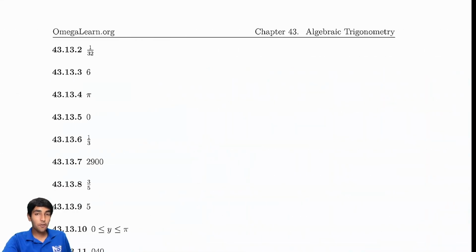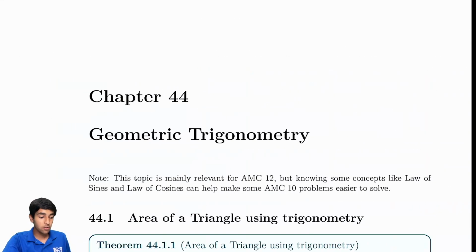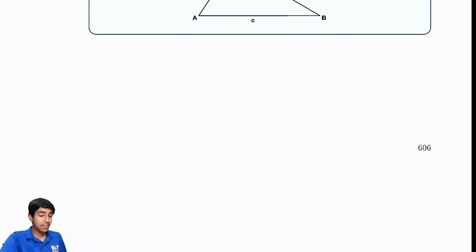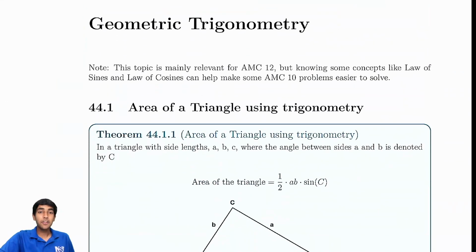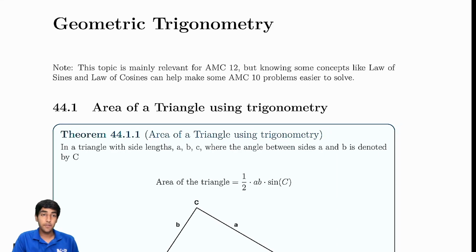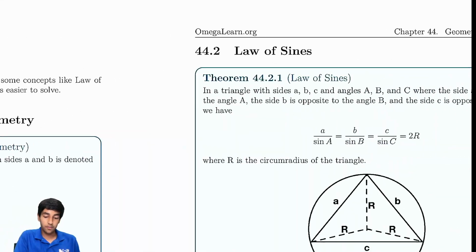Last time we covered algebraic problems that use trigonometry. In this video, we're going to see applications of trig to geometry problems. Let's start off with the area of a triangle using trig. Area is just half AB times the sine of the angle in between. We covered this in the geometry video as well, the triangle video.